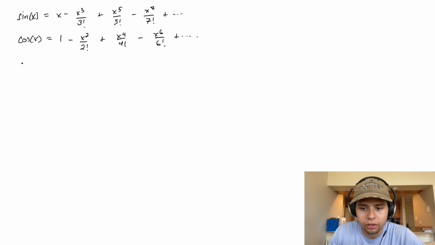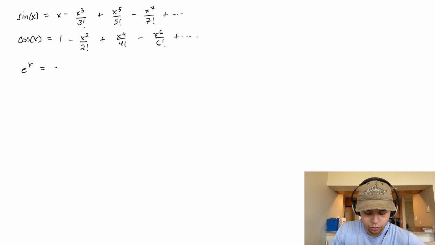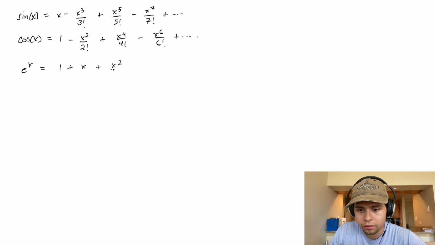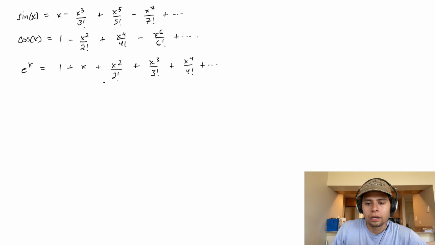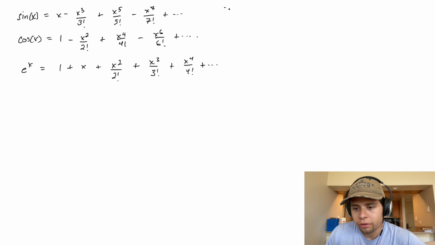Right, so the last one here I want to look at is e to the x. Okay, so e to the x is 1 plus x plus x squared over 2 factorial plus x cubed over 3 factorial plus x to the 4th over 4 factorial plus, and so on. Okay, so this is all from Calculus 2.